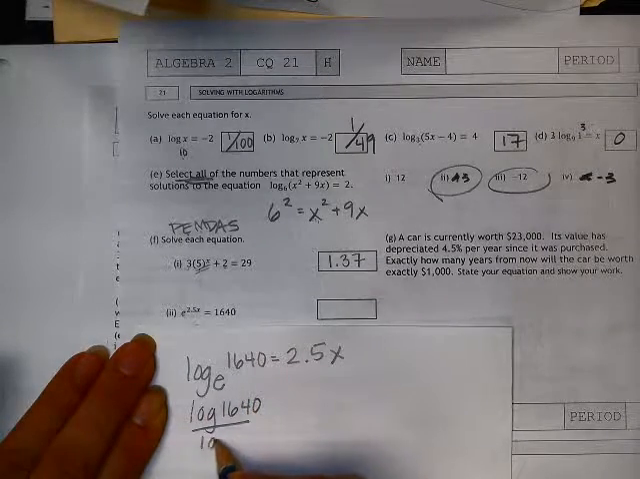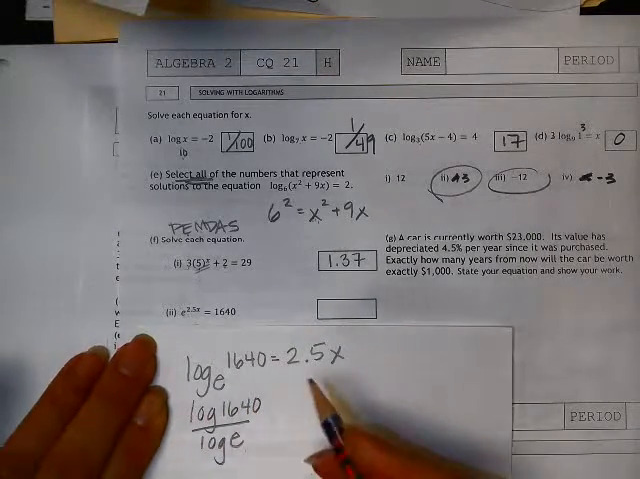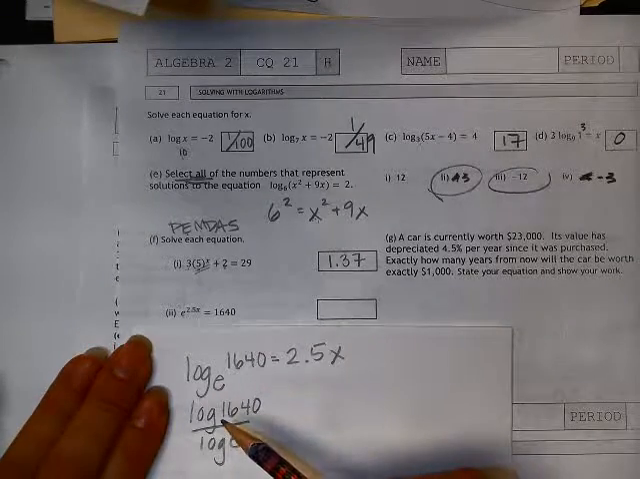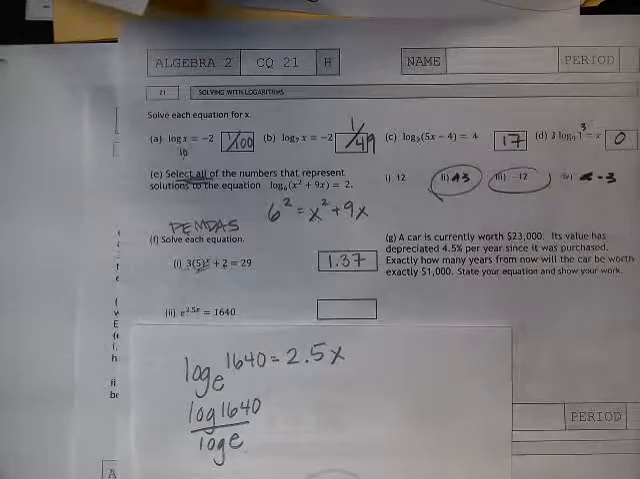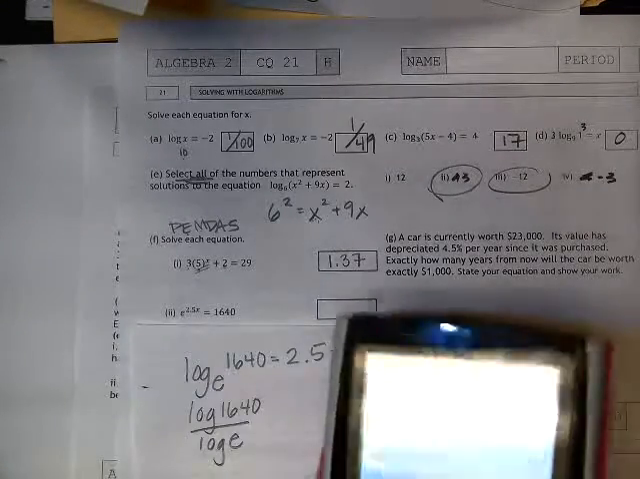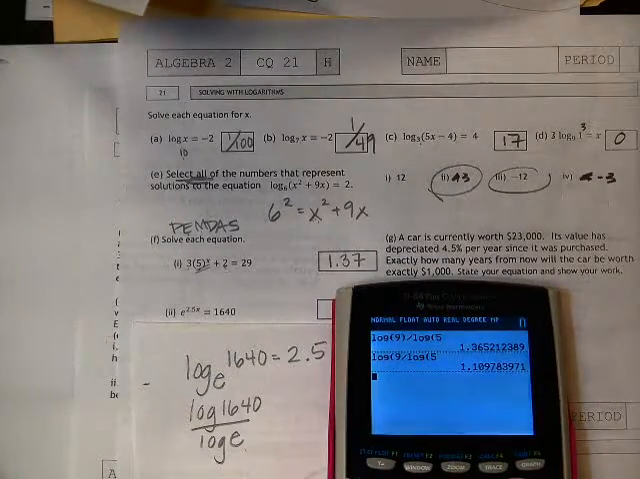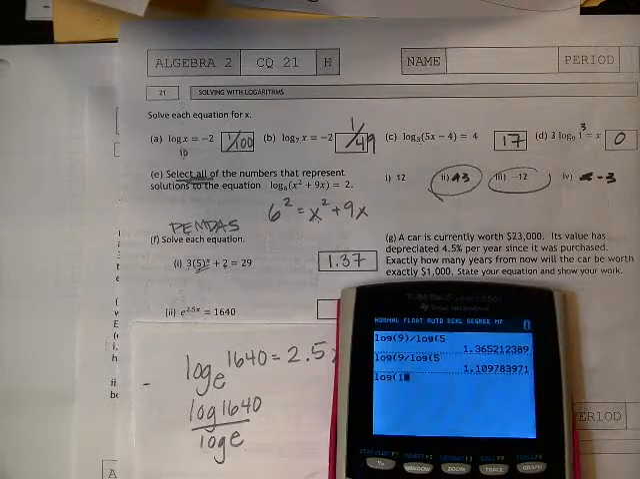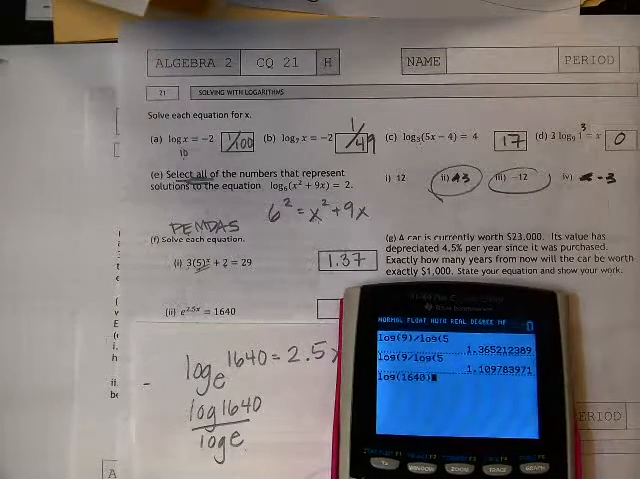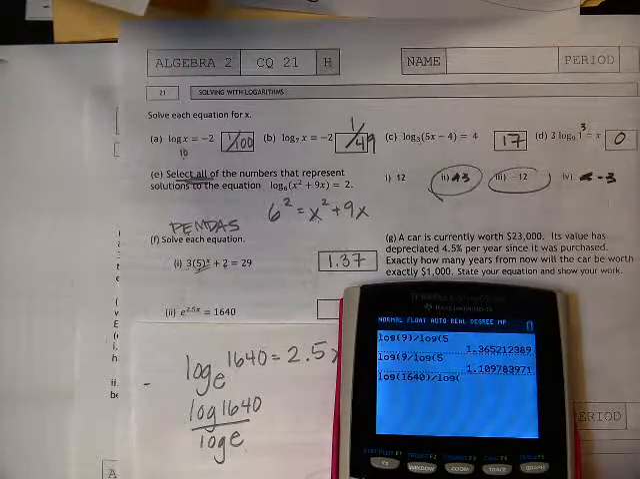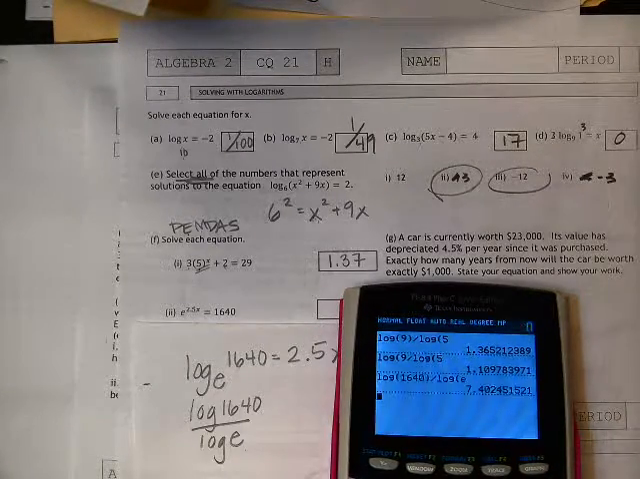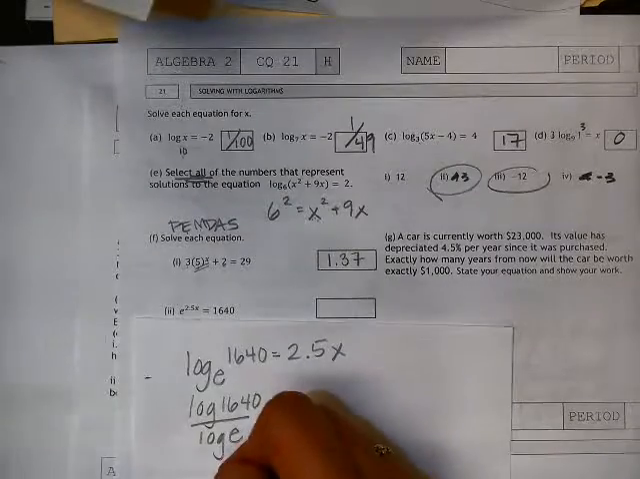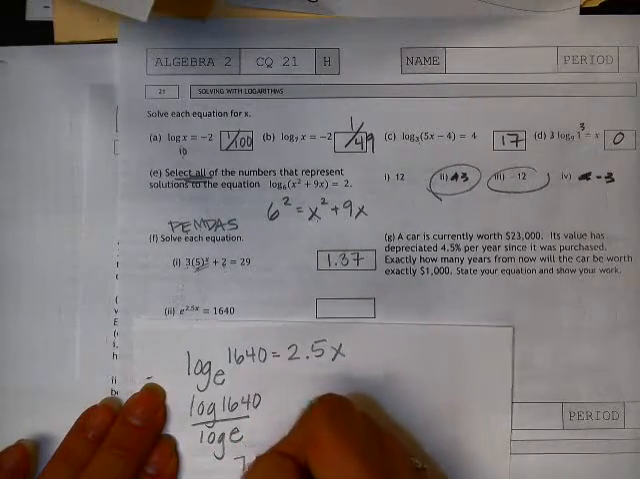Now, I'm doing this because this is what we've learned in class. Next year, in math analysis, you'll recognize that log base e is actually a thing that you can use, but this is what we're doing. There's no reason to do anything new at this point, so we're going to just plug that in. We're going to do log of 1640 in parentheses divided by log of e. So I do need to find the e button, which I have. We get this answer here, which is 7.40.